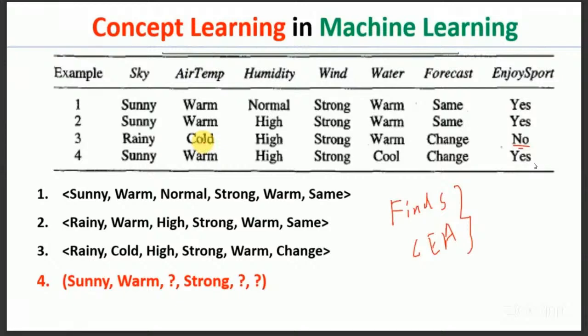Based on that only, I am deciding that if the first column is sunny, the second column is warm, and the third column, humidity, is a question mark, it means it can have any value, it doesn't matter to me. And wind should be strong, and for water and forecast, whatever the value may be. So this is the hypothesis solution where these three values are there, and that's enough to predict my output.